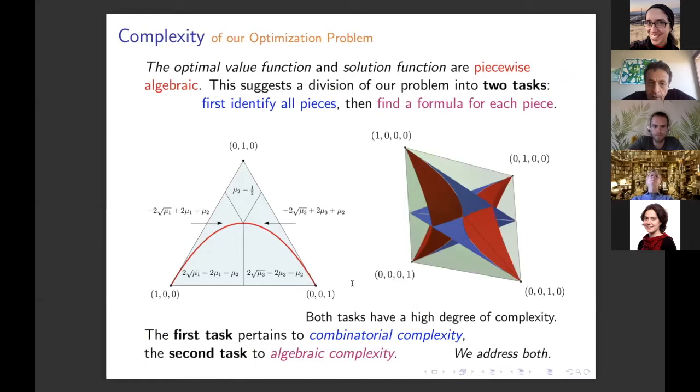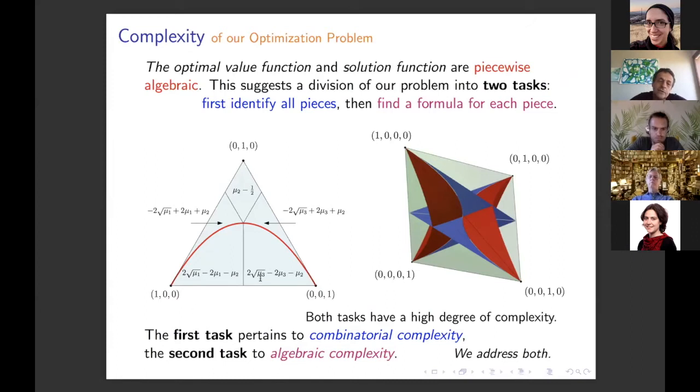So in general, we're solving an optimization problem, and the optimal value function, that takes the data and computes the distance, and the solution function that computes the closest point are piecewise algebraic. So this suggests a division of this problem into two tasks. First, in blue, identify all the pieces. And then second, find the formula on each piece.